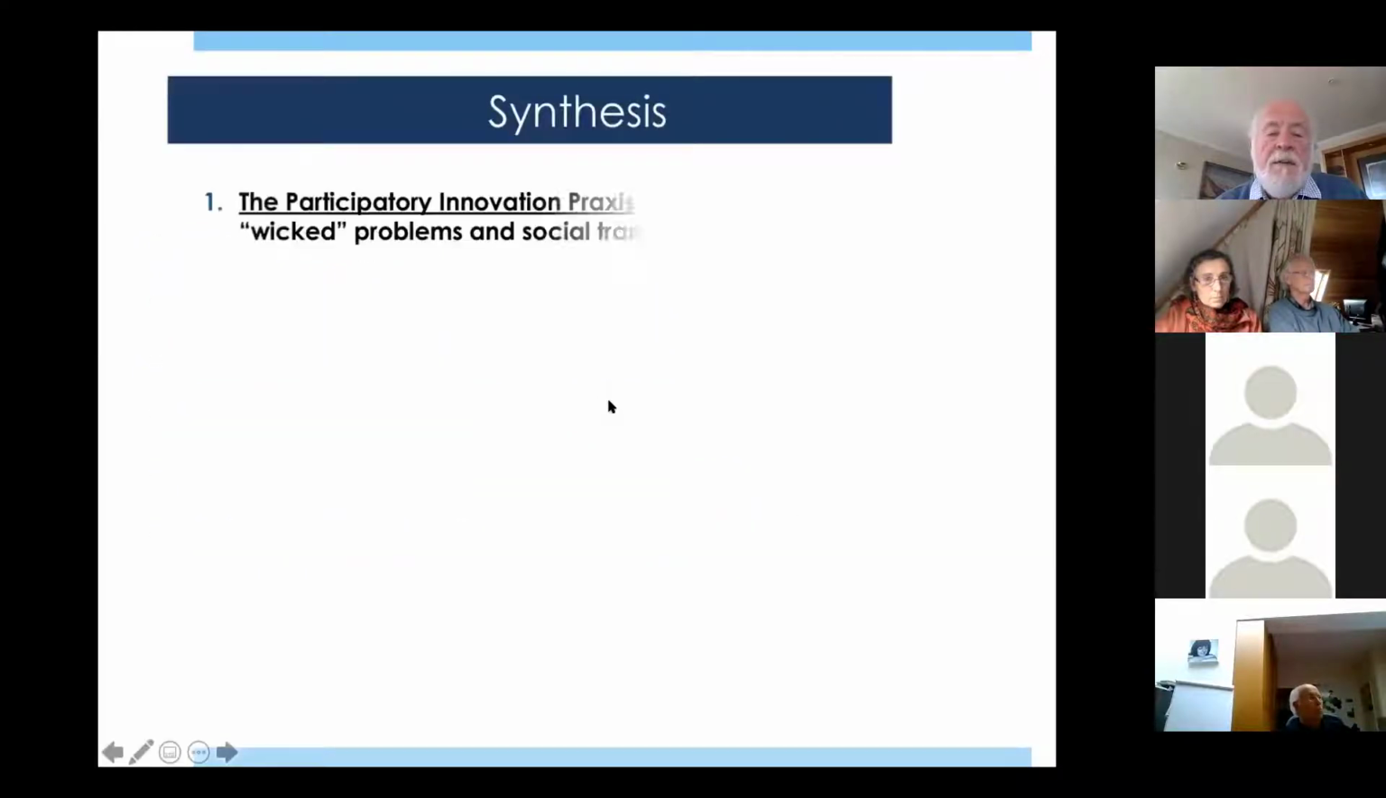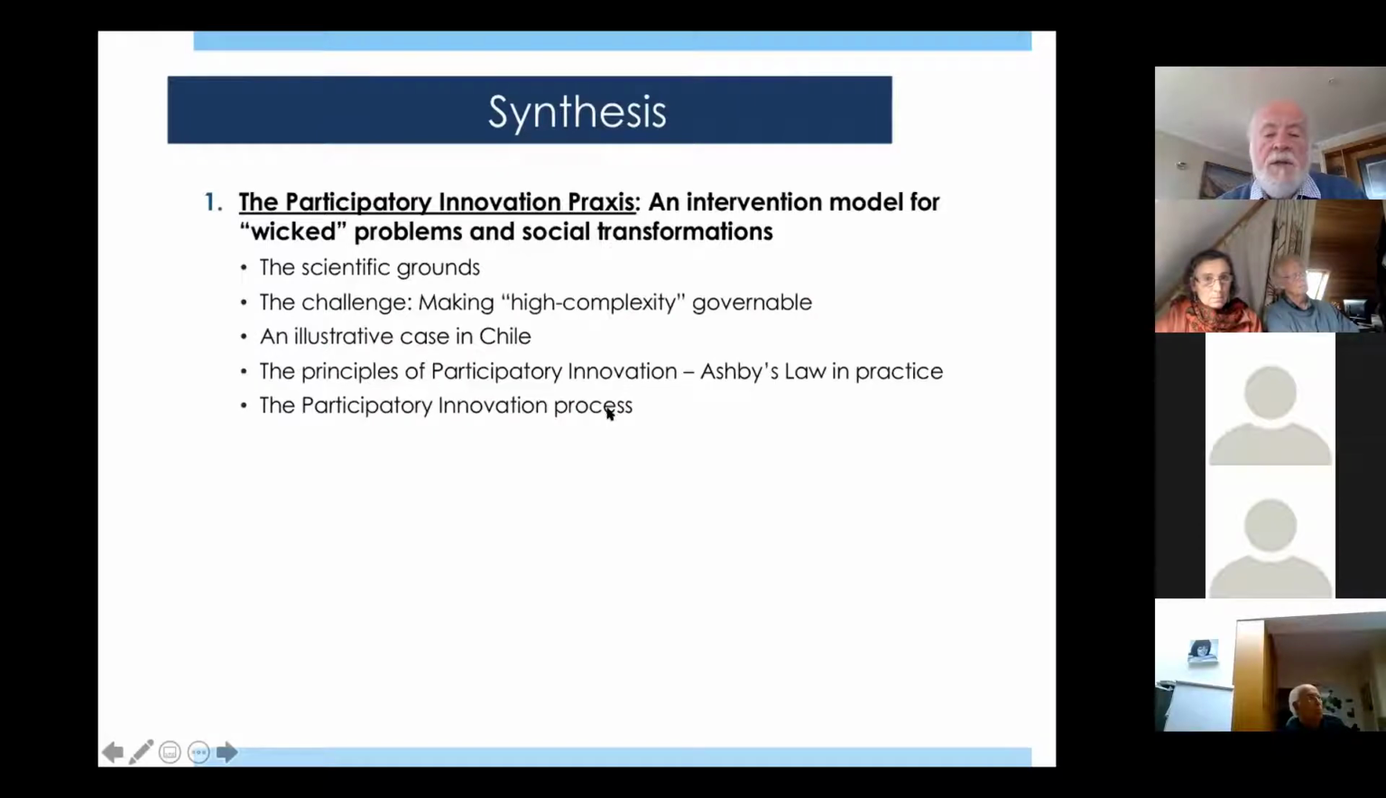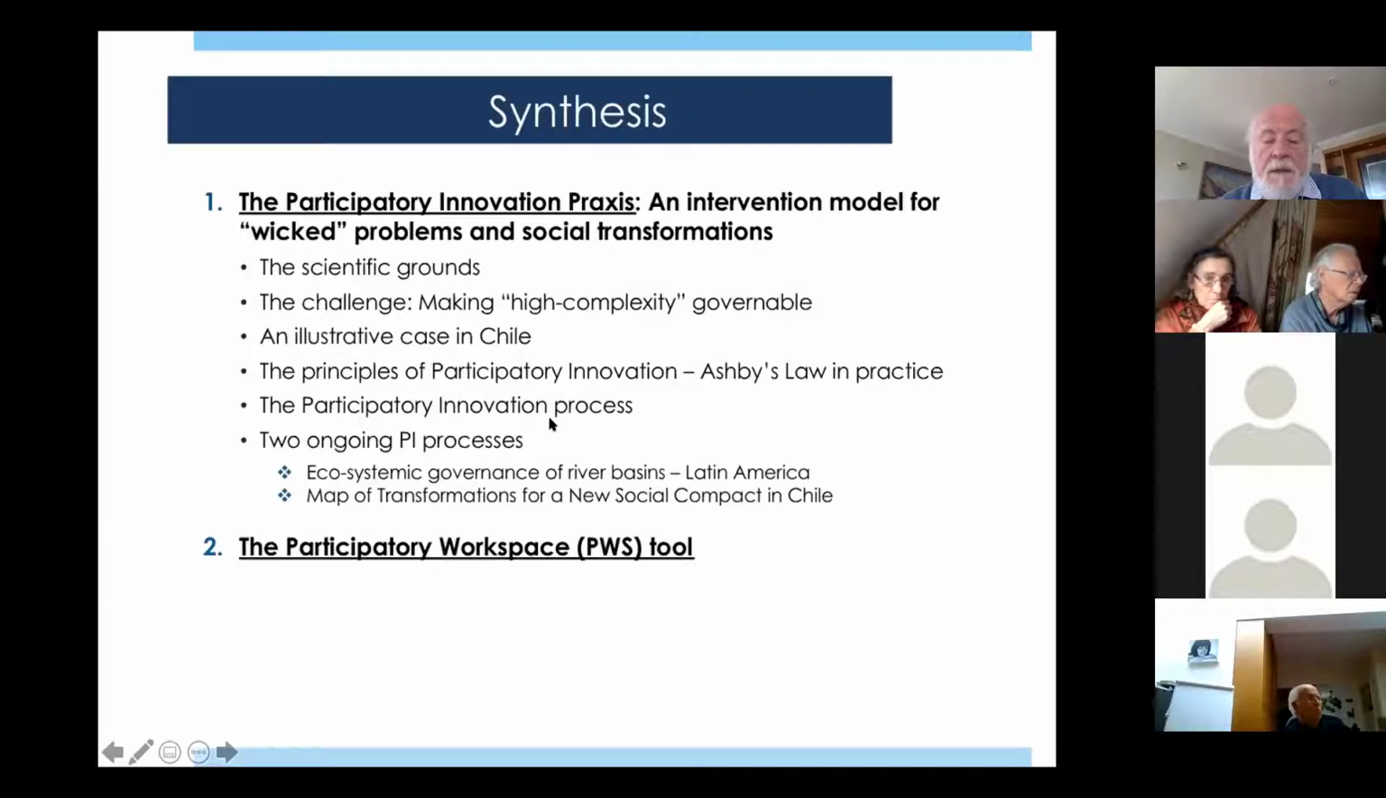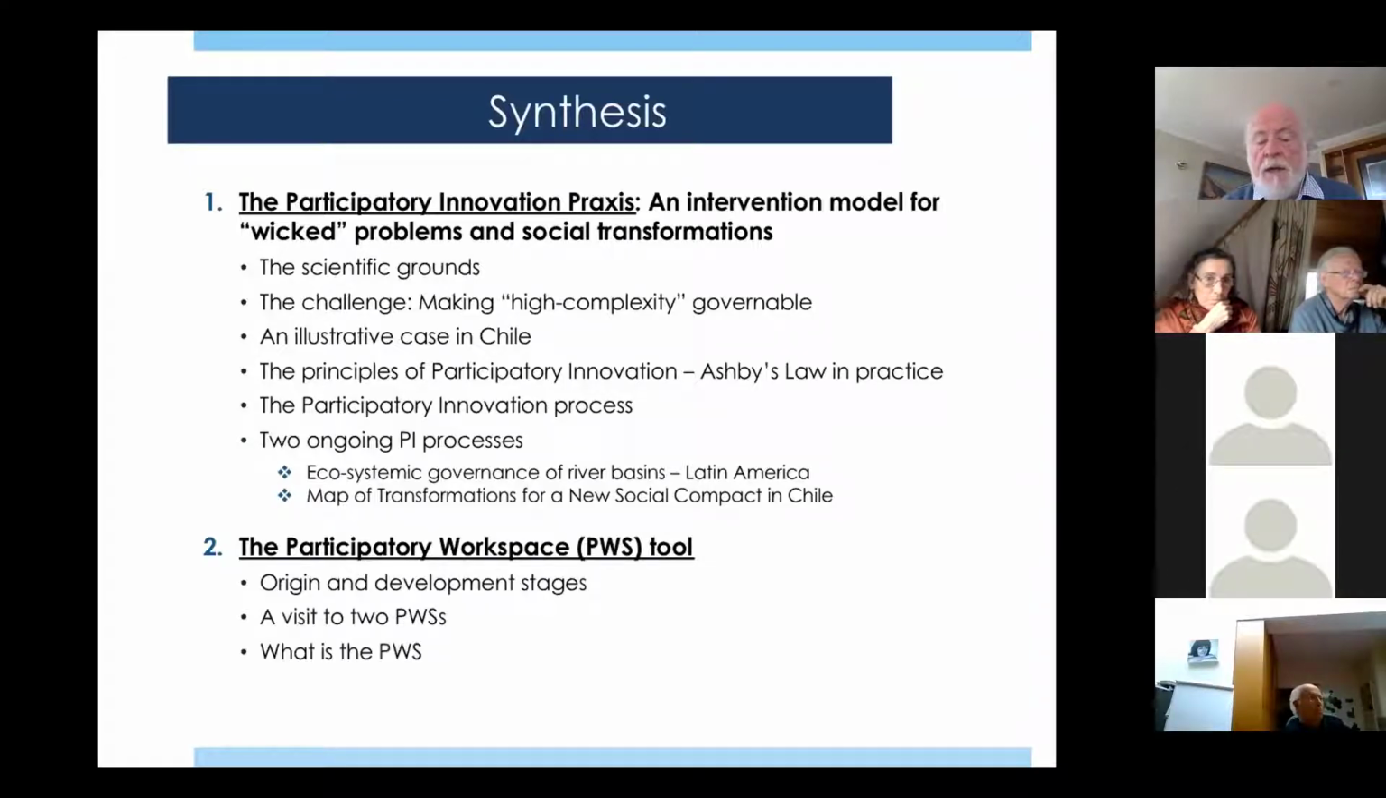So to synthesize, I show again our table of contents. We have talked about the praxis, the grounds, the challenge, the complexity, an illustrative case in Chile, road safety, the 3 principles of participatory innovation, the process, and the 2 ongoing processes we have now. And I showed you this tool, and now I think maybe it is more clear. Why do I show this tool? Because it is a standalone tool also, and much quicker. If you are interested in this, you can apply it immediately and get results very, very fast.